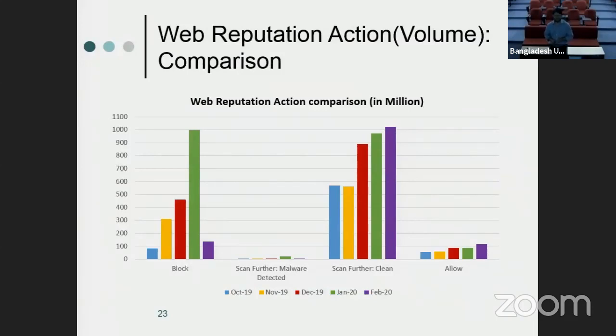So this is for the four scenarios. For blocked, in the first part you can see from October to January it increased a lot, then it decreased again in February. Scan further also increased every month, and the allowed scenario also increased as the traffic increases. What's important to understand here is that the traffic is increasing every month, and as the traffic increases, more attack data is also found in the data. So this was web reputation.